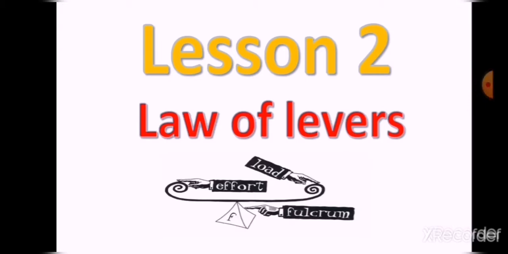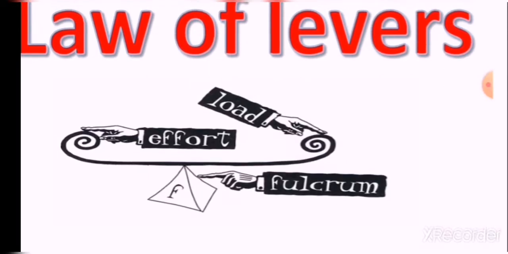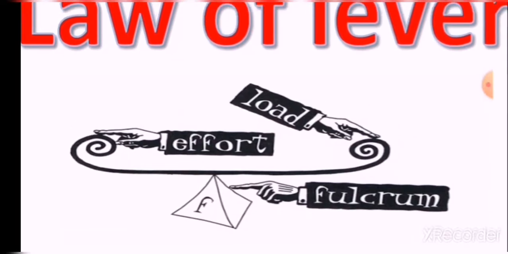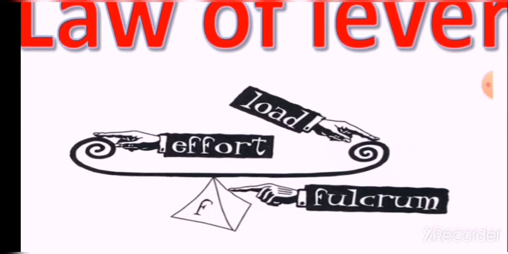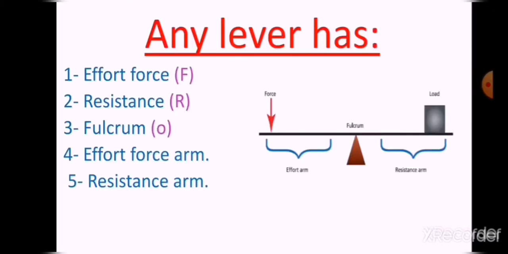Let's start with lesson 2, which is called the law of levers. You have learned in the previous lesson that any lever is a rigid bar that rotates around a fixed point called the fulcrum. The fulcrum has the symbol O and is affected by an effort force, which has the symbol F, and a resistance force, represented by the symbol R. So any lever is a rigid bar that rotates around a fixed point called the fulcrum, affected by effort force and resistance force.